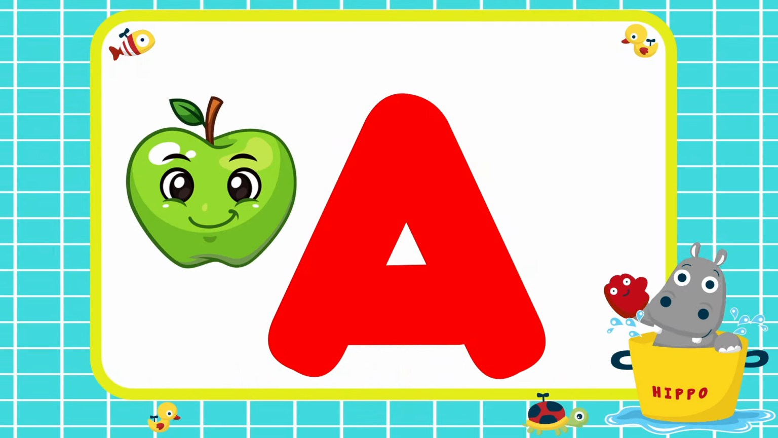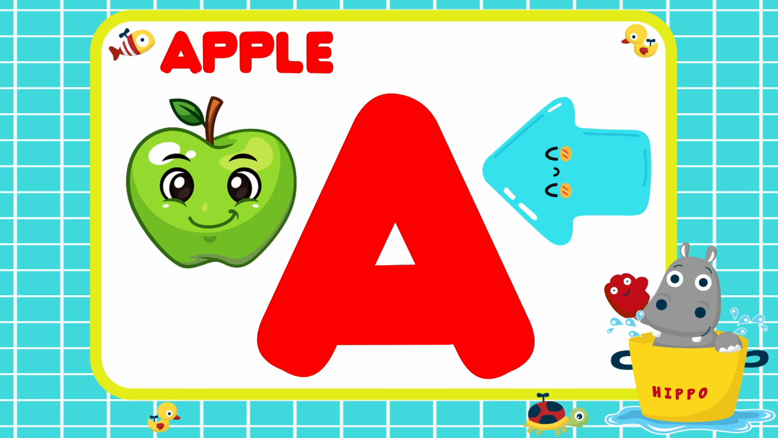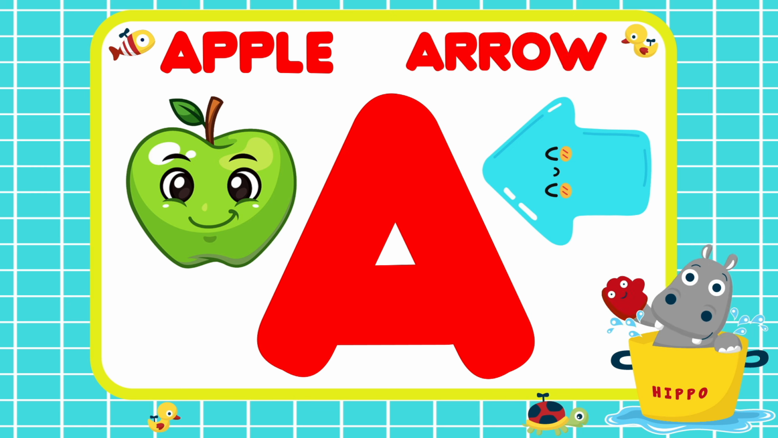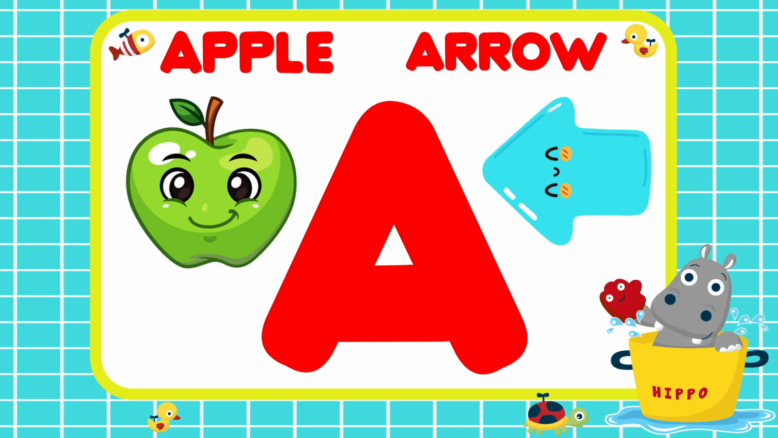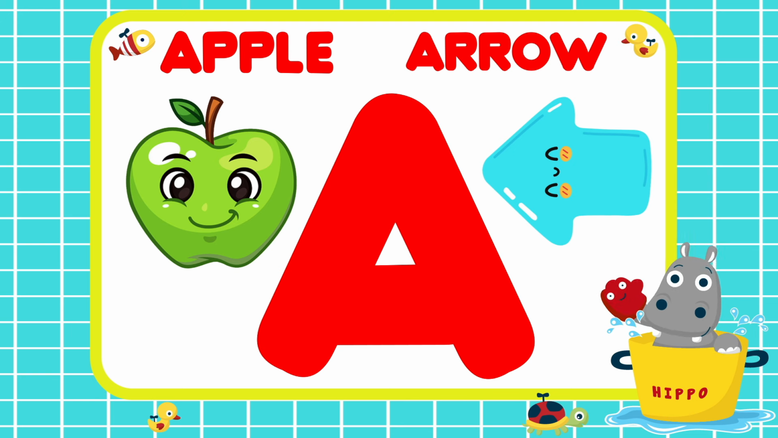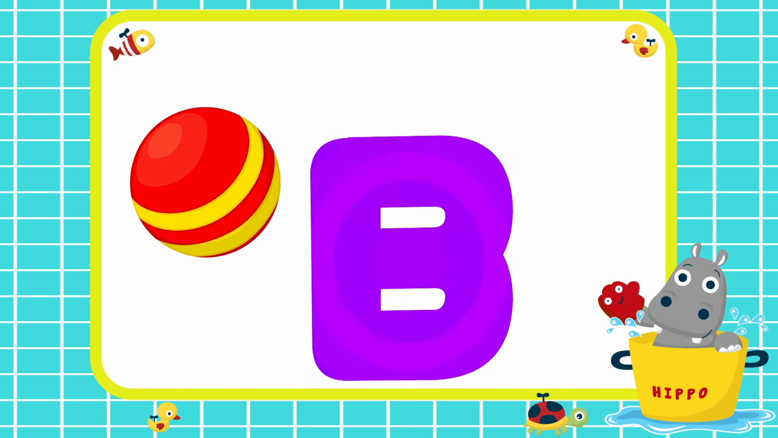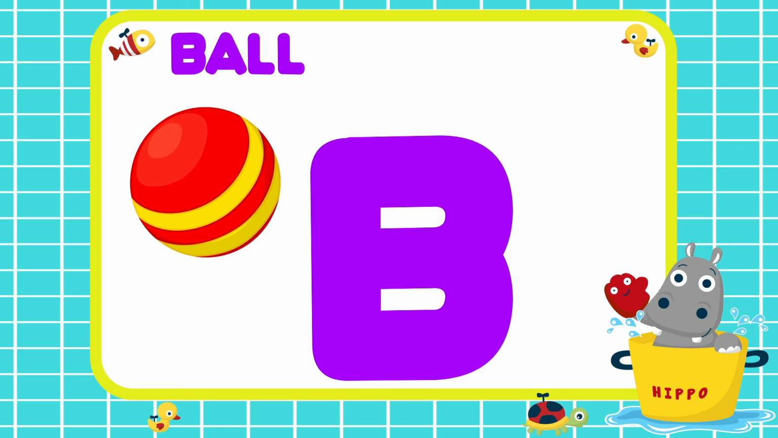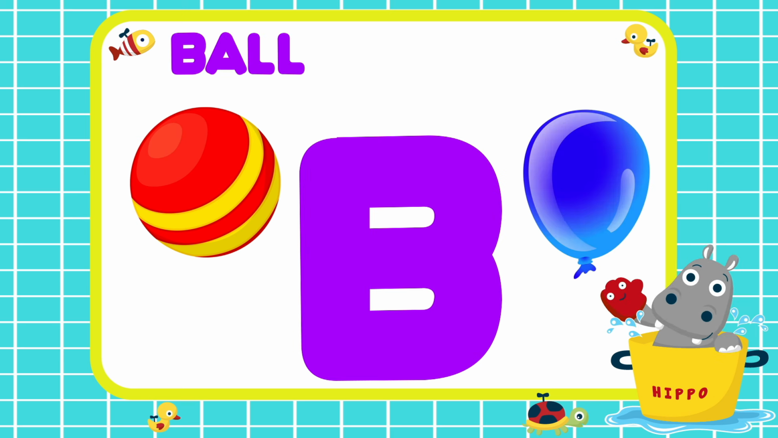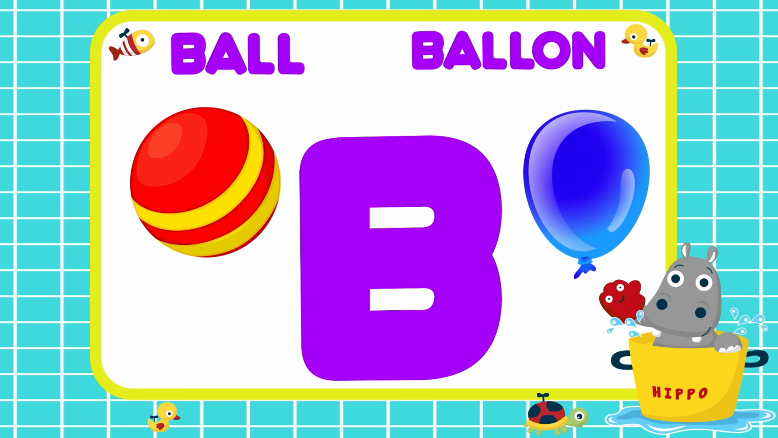A is for apple. A, a, apple. A is for arrow. A, a, arrow. A is for a, a, a, a, apple. A is for a, a, a, a, arrow. B is for ball. B, b, ball. B is for balloon. B, b, balloon. B is for b, b, b, b, ball. B is for b, b, b, b, balloon.